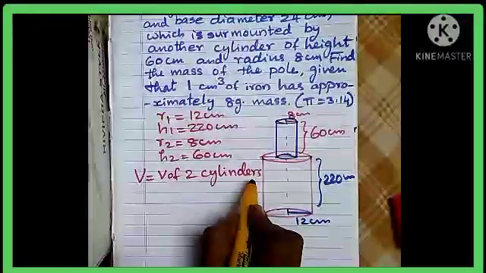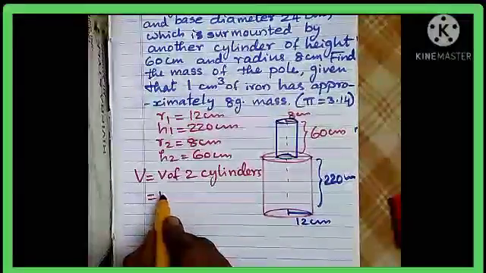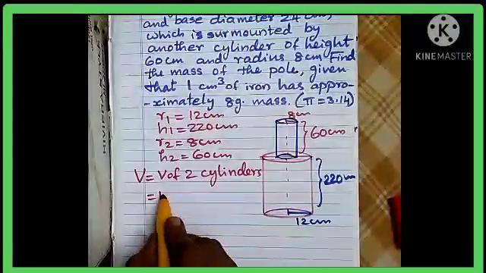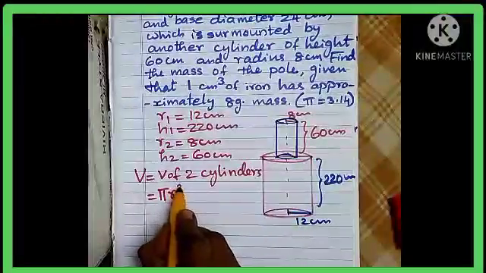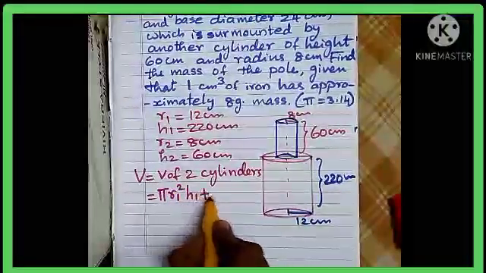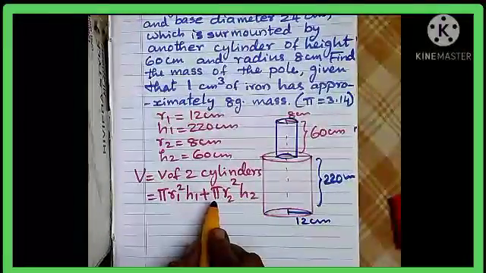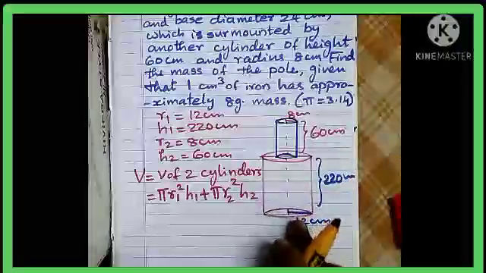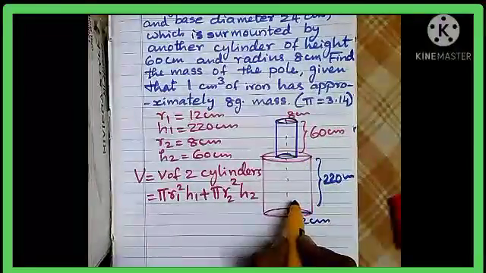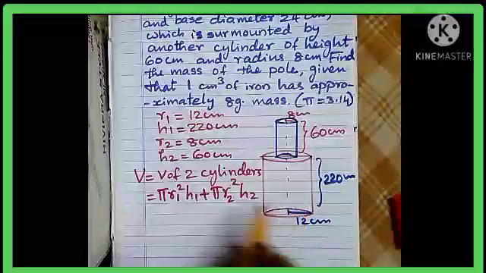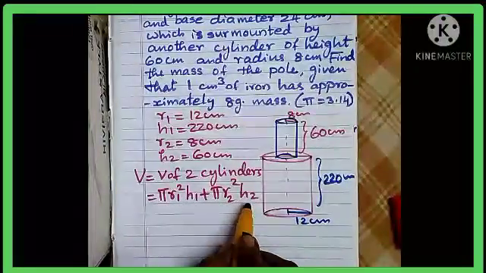Volume of 2 cylinders we are adding. Okay. So, the first one, what's the volume of a cylinder? Pi r square h. So, for the first one it is pi r1 square h1 plus pi r2 square h2. Understand? So, total volume of the iron pole is the sum of the volumes of these 2 cylinders. That's the volume of 2 cylinders we are adding. So, pi r1 square h1 plus pi r2 square h2.